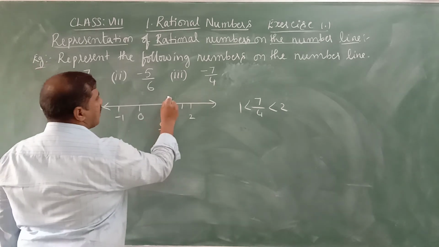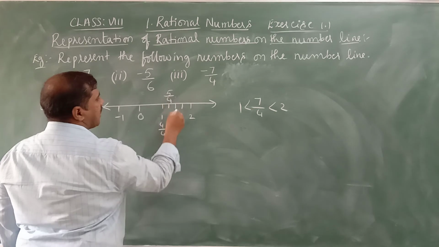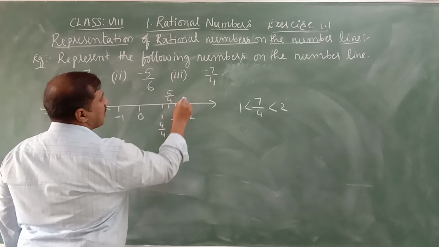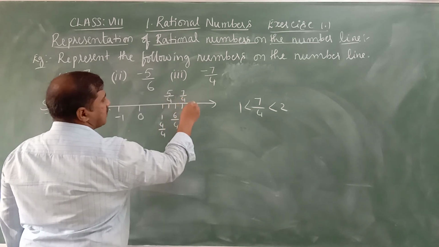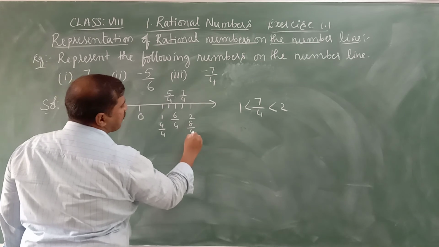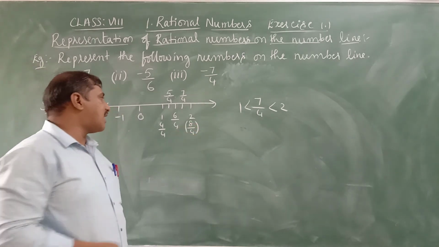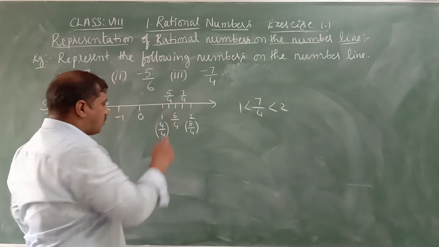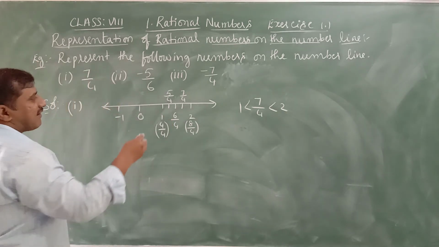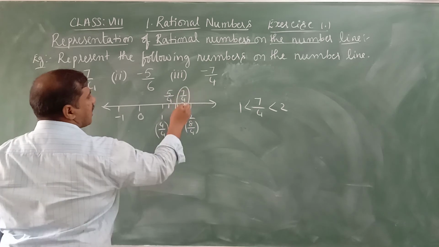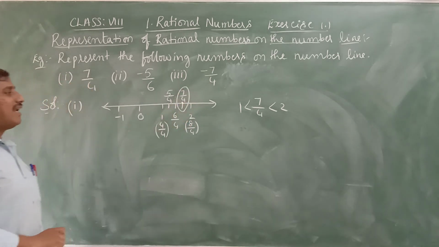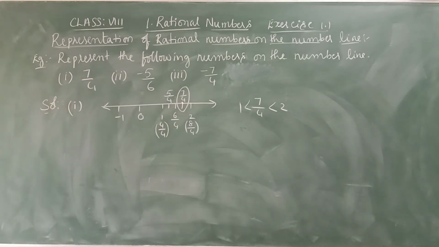Then this one is 5 by 4. Then we have 6 by 4. Then 7 by 4. Then this is 8 by 4. 8 by 4 in the sense what is it? 2. 4 ones are 4, 4 twos are 8. Now 7 by 4. Yes, this point is 7 by 4. Like this we will represent 7 by 4.